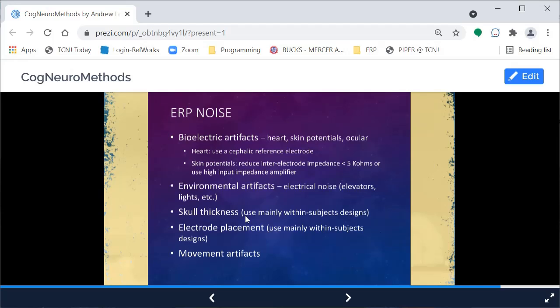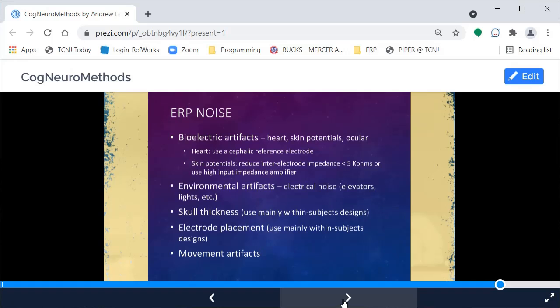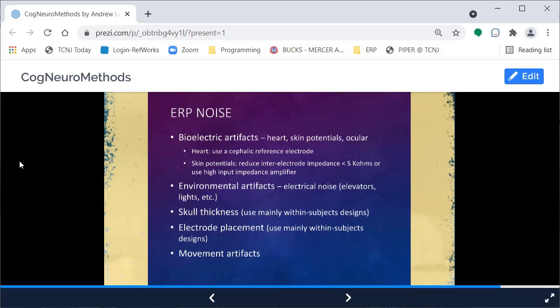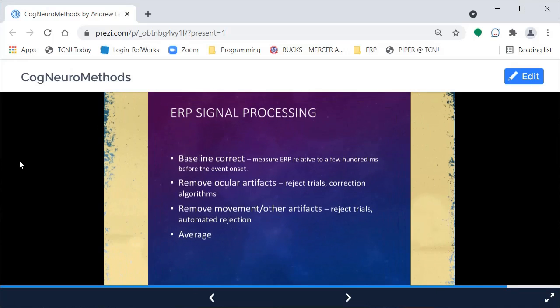So be wary if you're looking at between subjects comparisons, that can be an issue. The skull thickness, the placement of the electrodes, again, is going to vary a little bit from subject to subject. Movement artifacts are a significant source of noise in ERP studies, so you want to minimize movements if at all possible. Now there's some ERP signal processing too that's really important to pay attention to.